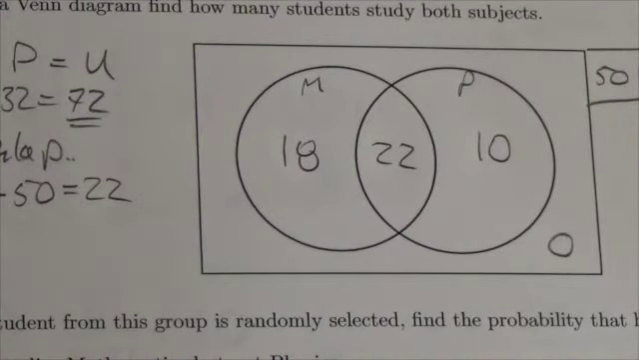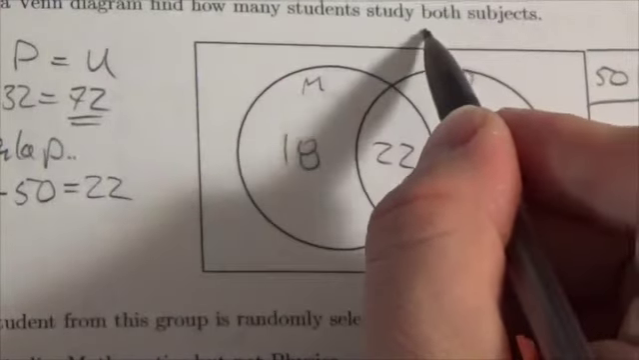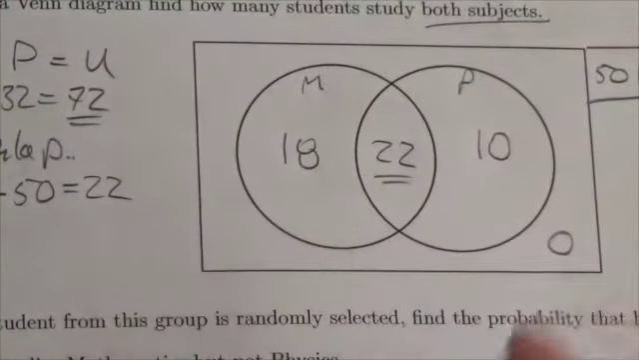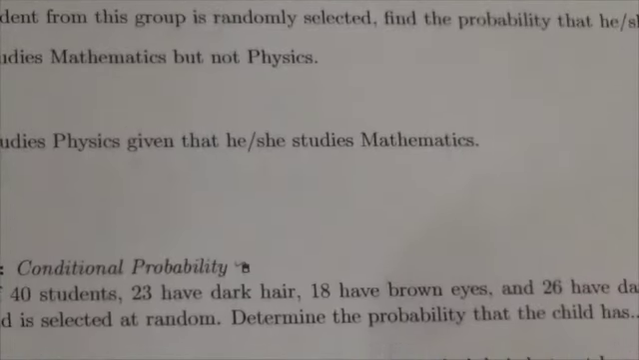Now, the question here is how many study both subjects. That is the 22. Okay, I'm sorry, I misread that. I was anxious to go on to the next question, but let's do that.